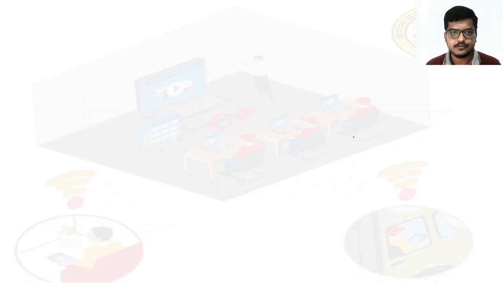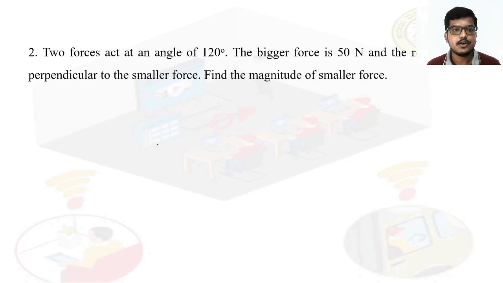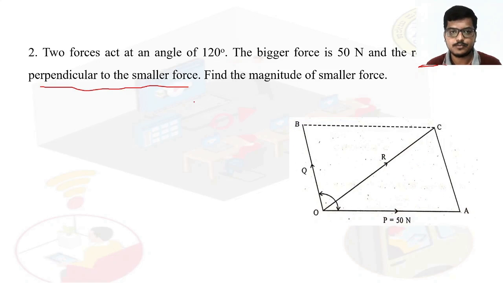Fine. Now we will solve another example. Two forces act at an angle of 120 degrees. Here they are directly giving the angle. The bigger force is 50 Newton and the resultant is perpendicular to the smaller force. So one condition is given: the resultant force is perpendicular to the smaller force. Find the magnitude of the smaller force.